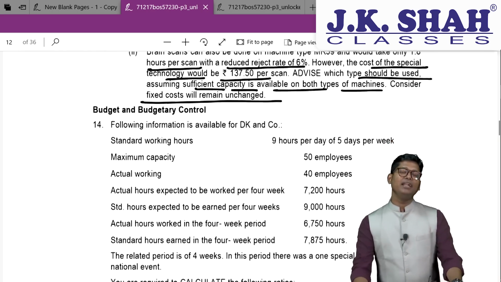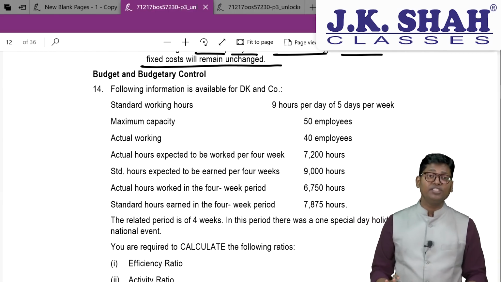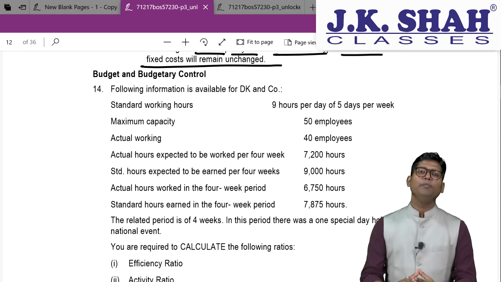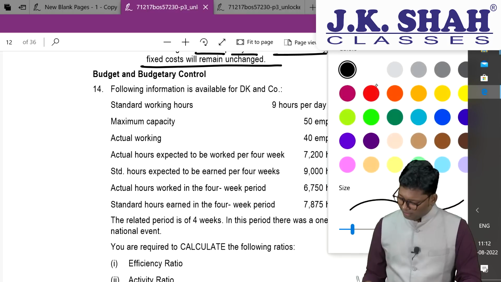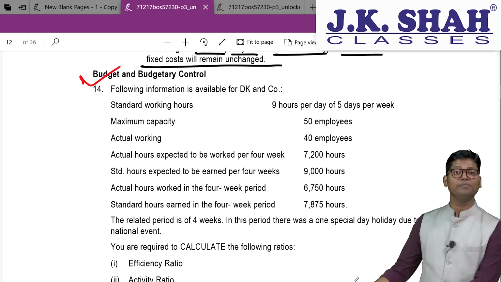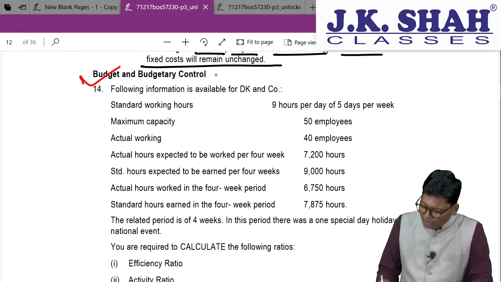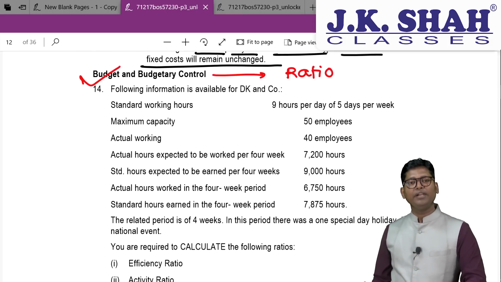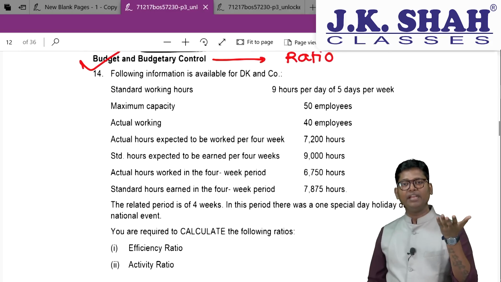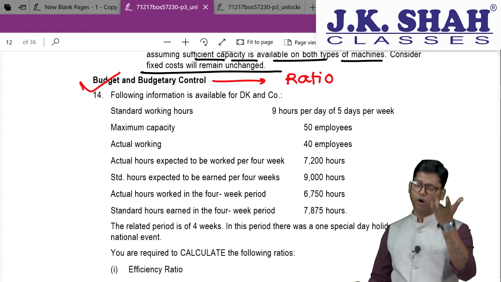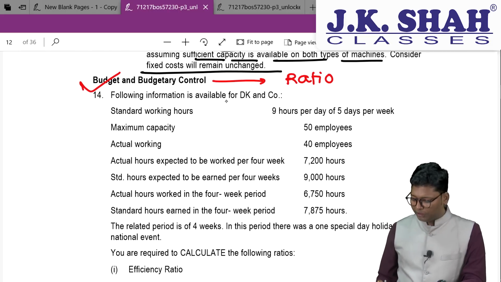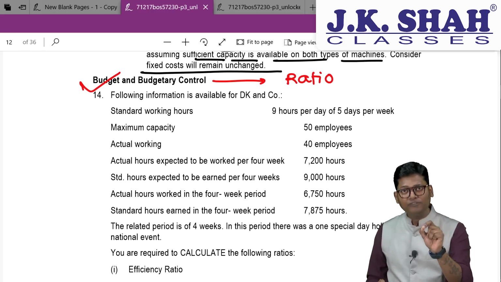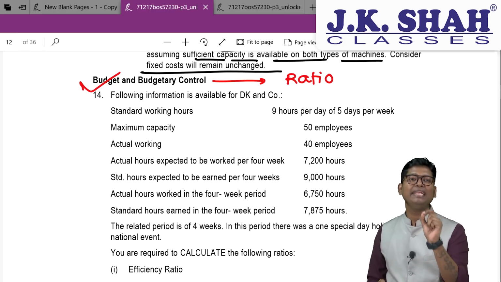Now if you check this RTP, they have given wide weightage and wide coverage of this particular chapter. Various chapters we covered, and all these chapters are very important from the exam point of view. Even the last question of the RTP, which is practical in nature, that is budget and budgetary control, is based on calculation of some ratios. There are multiple ratios: efficiency ratio, activity ratio, capacity ratio, calendar ratio. All the details are given. Following information is available for DK and company. The same question is there in the JK Shah Classes textbook, chapter Application, question number 5.